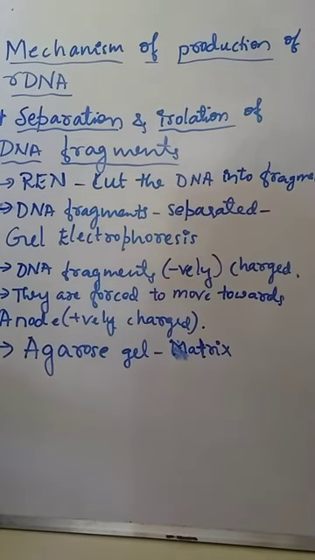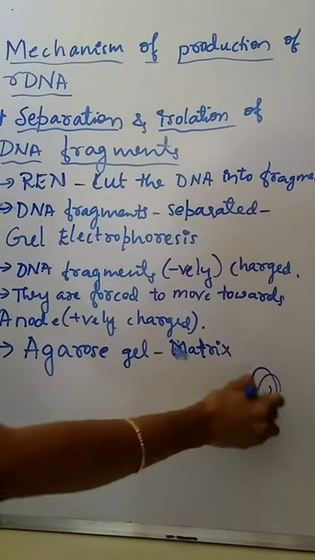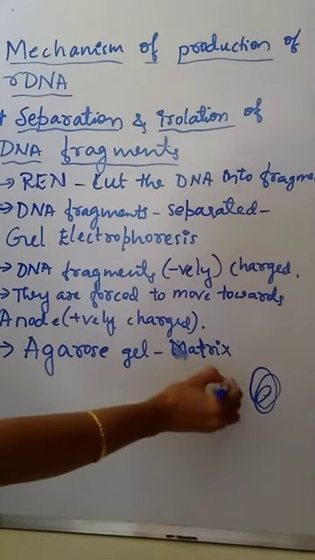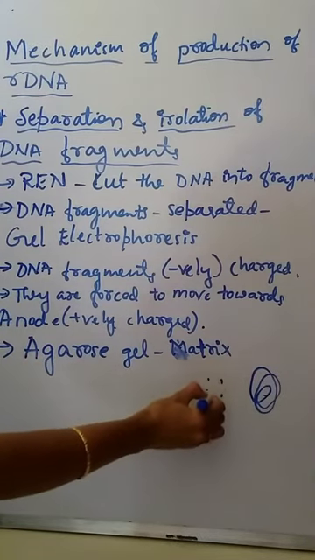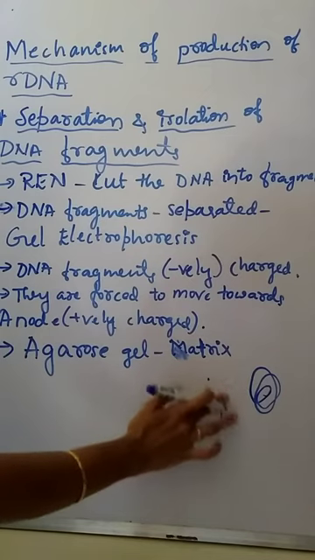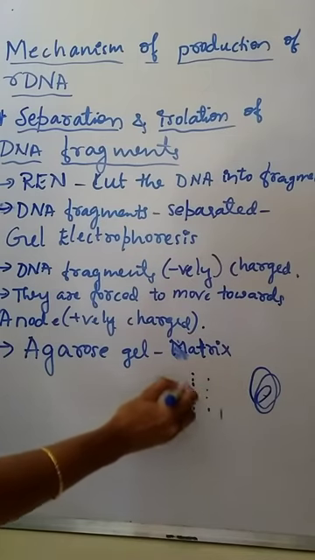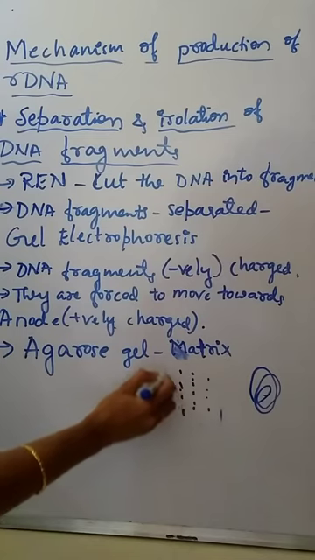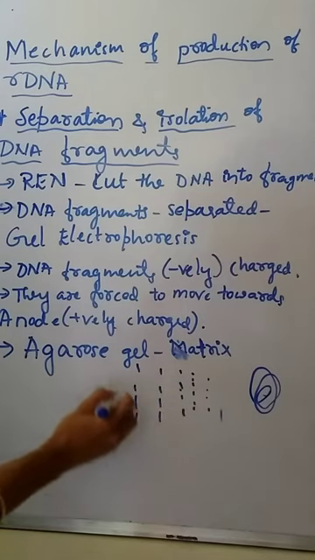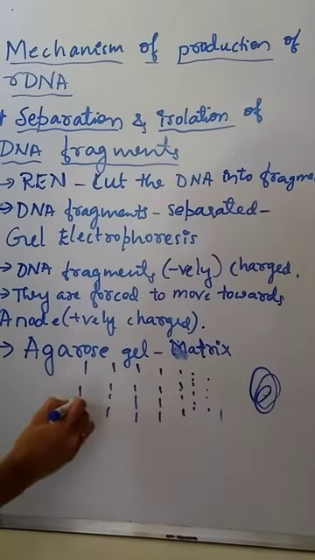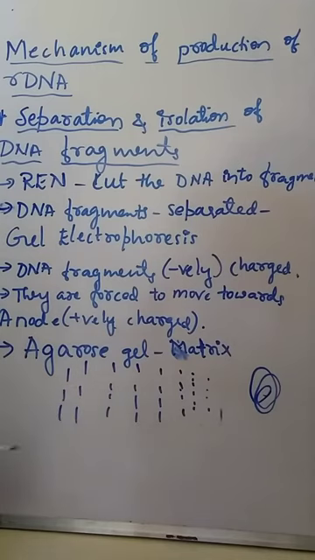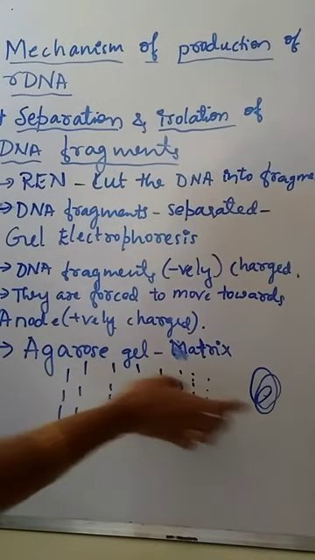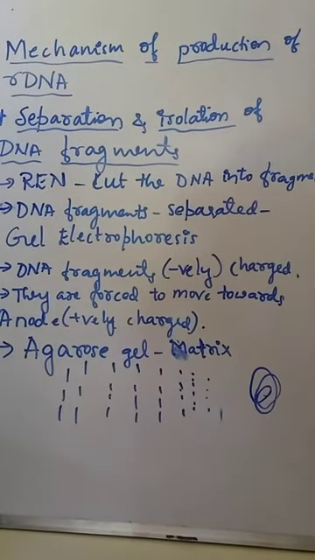For example, here the anode is present. The smaller fragments move further, which means they move very close to the anode compared to the larger fragments. See, these are larger fragments. Larger fragments are unable to move far towards the anode, whereas the smaller fragments move very close to the anode.